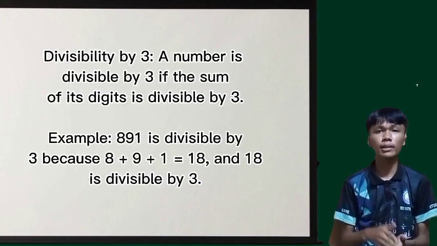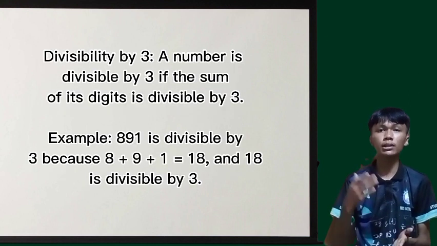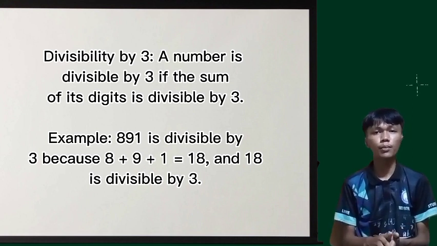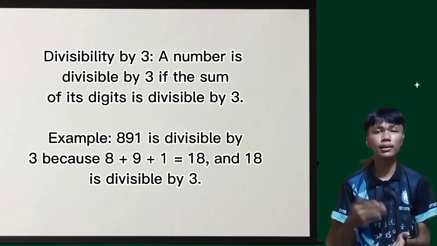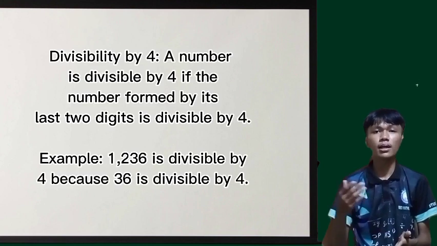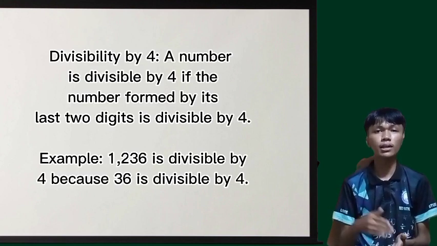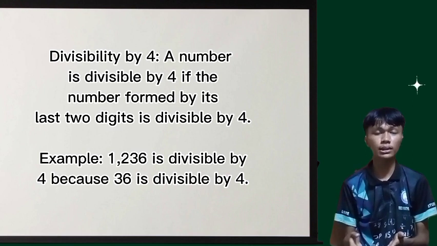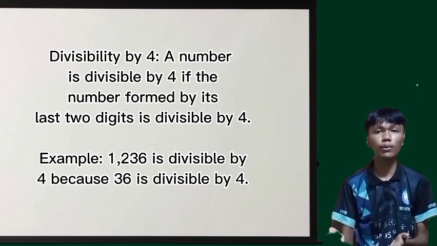A number is divisible by 3 if the sum of its digits is divisible by 3. For example, 891 is divisible by 3 because 8 plus 9 plus 1 equals 18, and 18 is divisible by 3. Next is divisibility by 4. A number is divisible by 4 if the number formed by its last two digits is divisible by 4. For example, 1236 is divisible by 4 because the last two digits, 36, is divisible by 4.